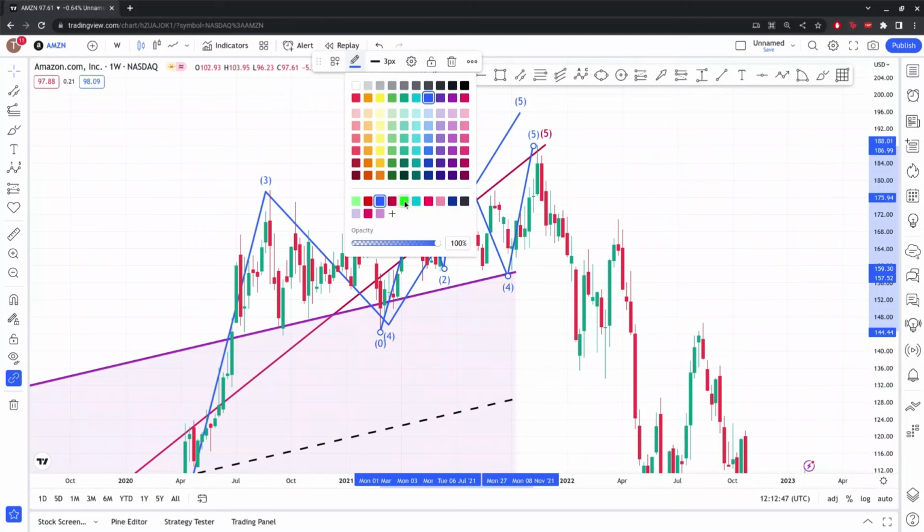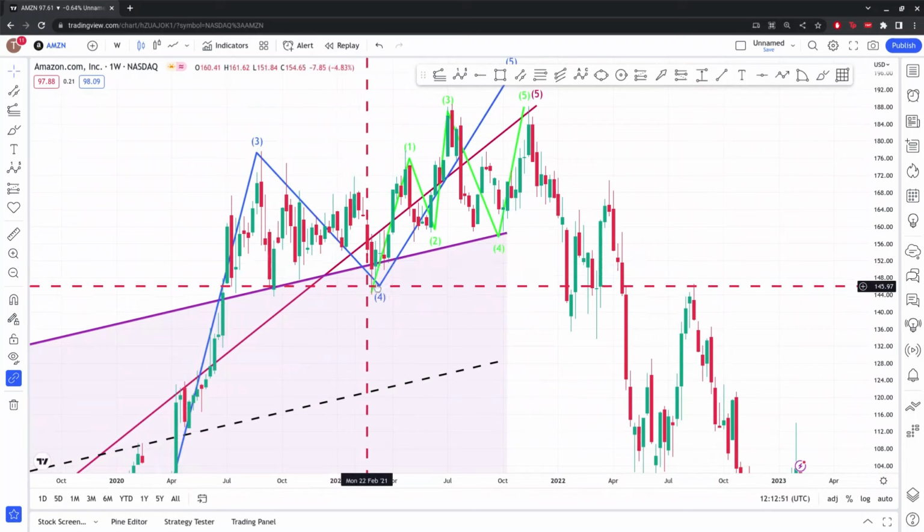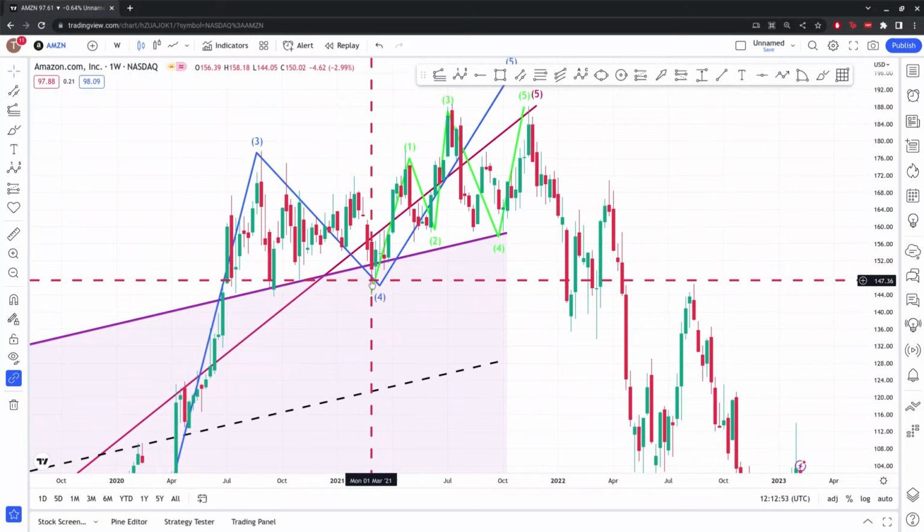Put this in green color. And what came next was a change of character. The break of this structure was what they called the change of character, which meant a change in the direction of the market.